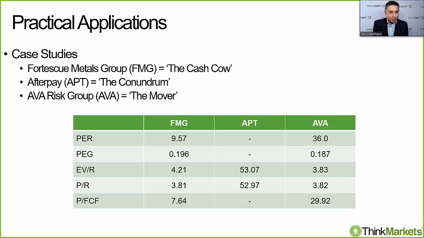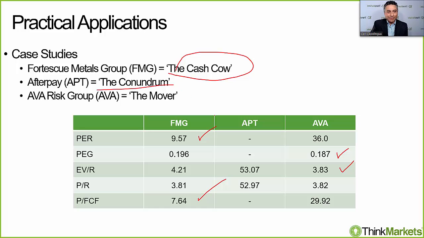Now, this is what I wanted. The slide where it has it all put together, and we can do some comparisons. Yes, Fortescue tick there, AVA tick there, AVA tick there, or they're close. I'm going to call that one a draw. Afterpay isn't winning anything, and that's a tick there. But Fortescue is the cash cow now. You cannot doubt its credentials on that front.